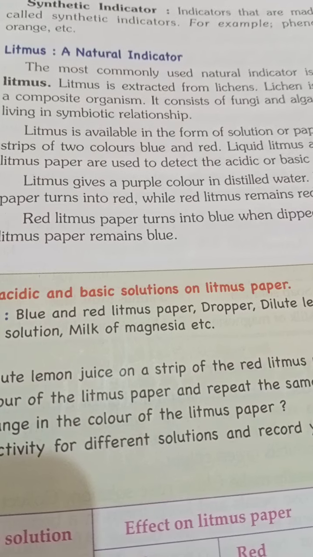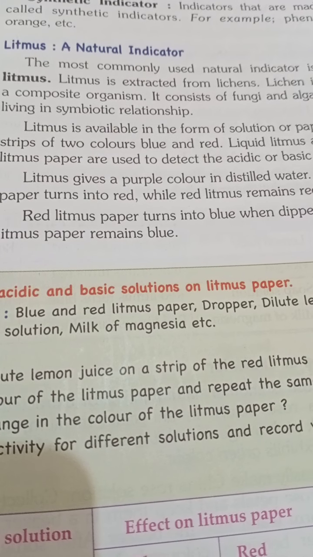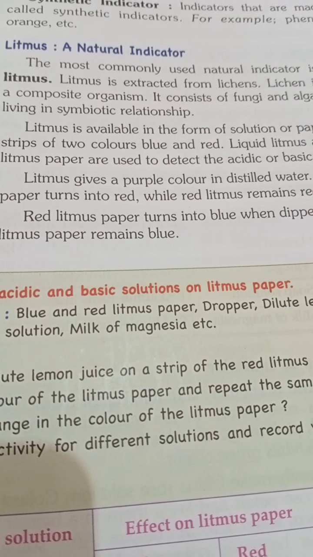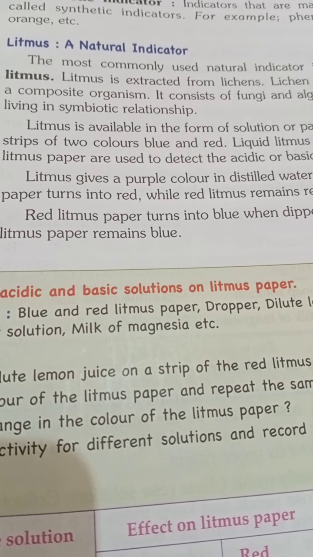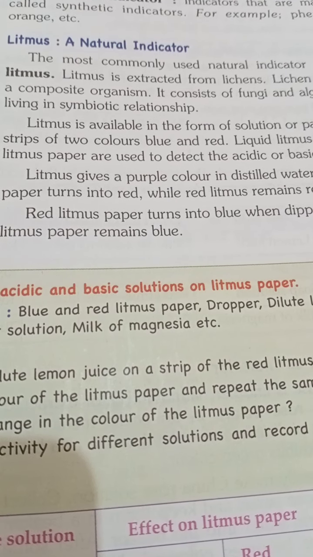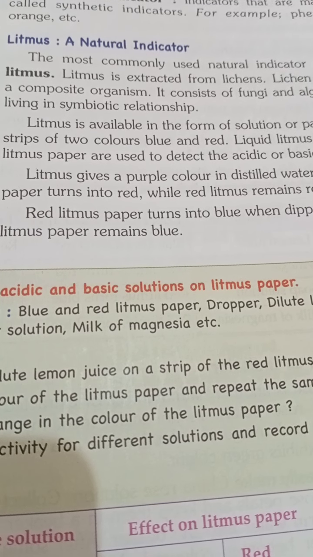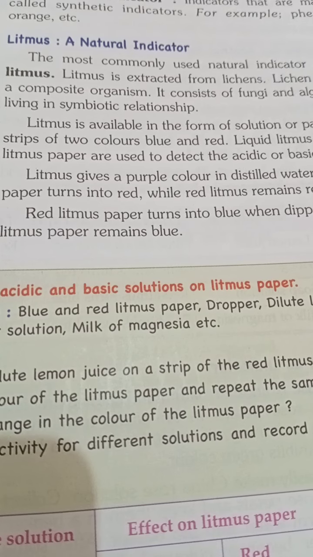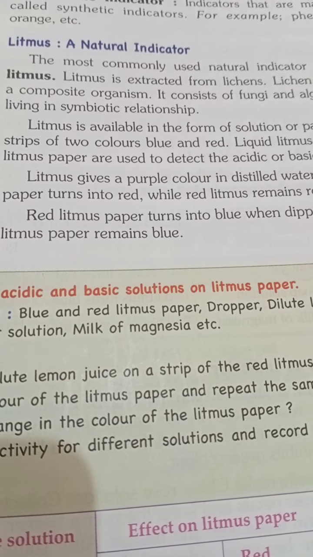Litmus paper, turmeric, China rose are natural indicators. On the other hand, phenolphthalein and methyl orange are synthetic indicators.